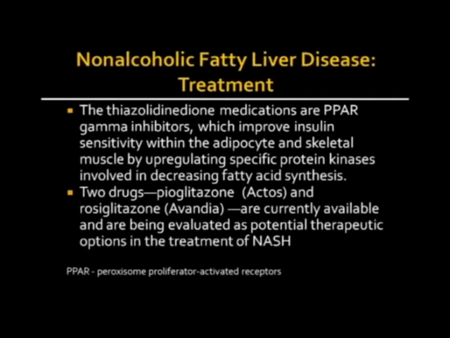2 drugs, maybe you know them, right? Pioglitazone, Actos. Have you heard about this? Not yet. Some mga diabetic patients, right? And rosiglitazone, Avandia, are currently available and are being evaluated as potential therapeutic options in the treatment of NASH. The parent compound troglitazone has been already removed from the market because of extensive mortality brought about by even liver damage itself.